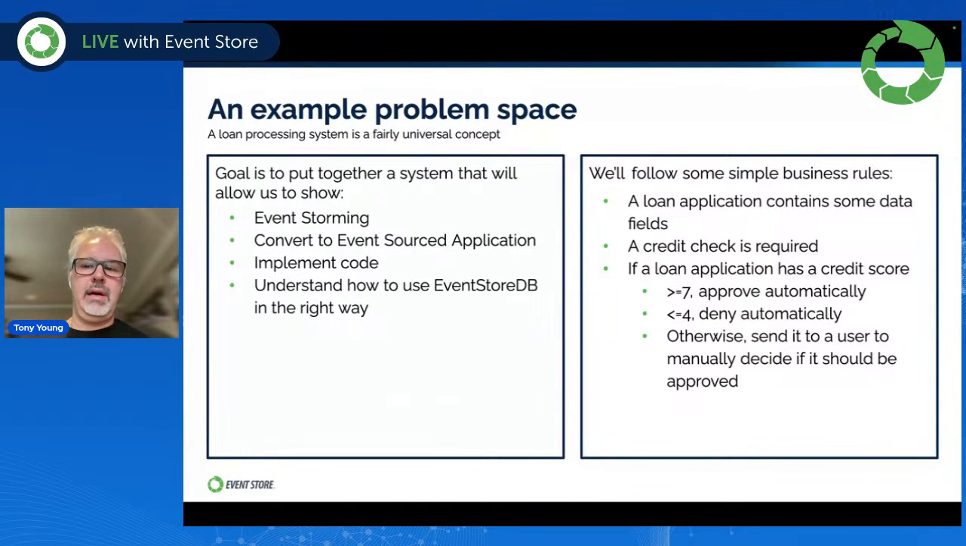And based on that credit score and our loan application data, we'll work towards some automation where if we have a credit score greater than or equal to 7, we'll approve the loan automatically. Less than or equal to 4, we'll deny the loan automatically. And otherwise, we'll send off for some manual decision-making for approval or denial. And we'll show you what that looks like with things like read models and an underwriter, a human in the loop being involved.